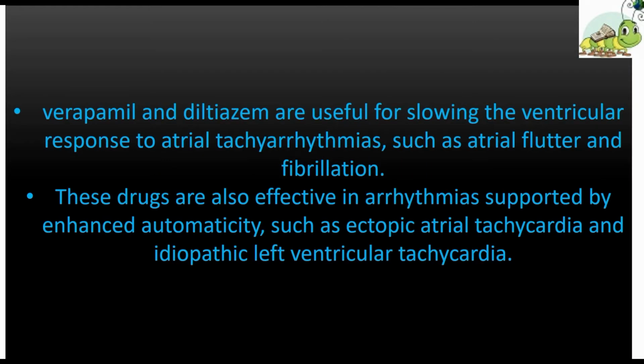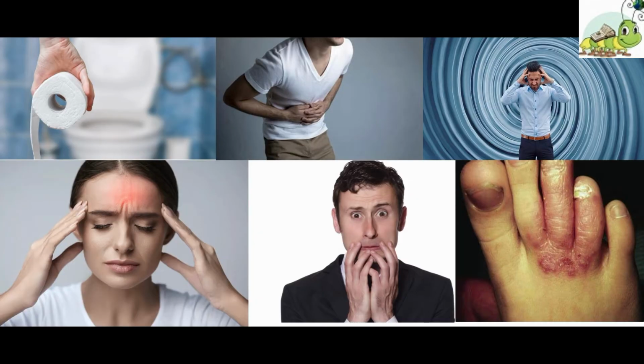Clinical uses. Verapamil and diltiazem are useful for slowing the ventricular response to atrial tachyarrhythmias such as atrial flutter and fibrillation. These drugs are also effective in arrhythmias supported by enhanced automaticity such as ectopic atrial tachycardia and idiopathic left ventricular tachycardia. Adverse effects. Orally administered verapamil and diltiazem are well tolerated by most patients.